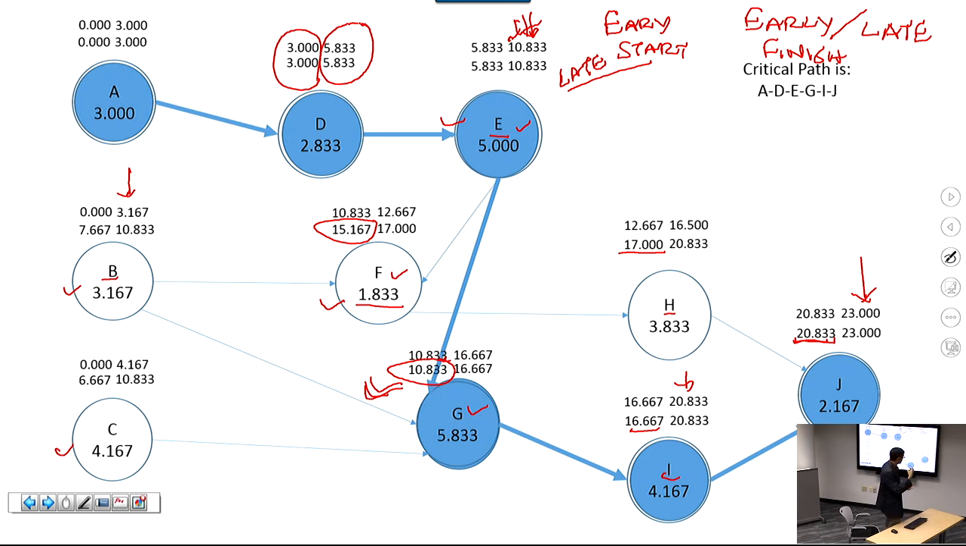Okay? So now let's move on to the third type of question that you see on project management, which is to deal with probabilities associated with project completion times. All right? So let's see how to deal with that.